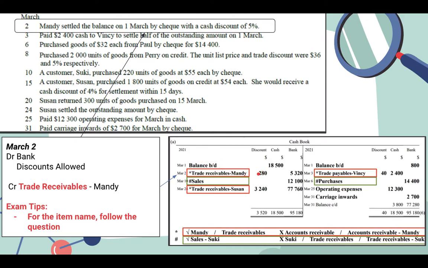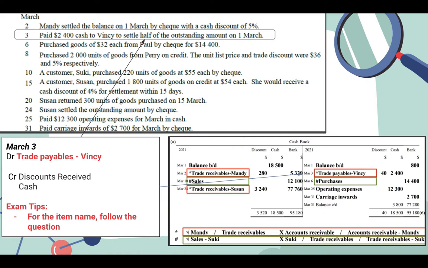Exam tip here. Some of the students will use accounts receivable, which is wrong. Bear in mind, if the question uses trade receivables, you should use trade receivable. If the question uses accounts receivable, you use accounts receivable. Always follow the question's item name. Just like cash at bank and bank. If the question uses cash at bank, you never use bank. Vice versa.